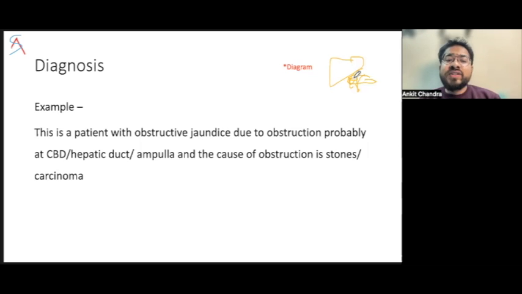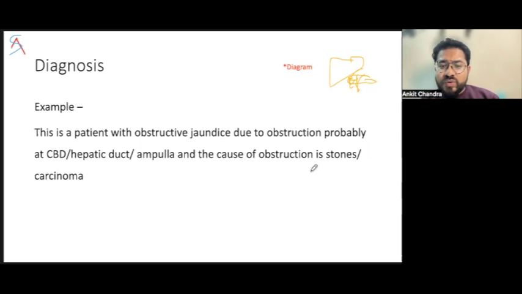For example, this is a patient with obstructive jaundice due to obstruction, probably at the CBD or else whatever is the site, hepatic duct or ampulla. And this obstruction is due to stone or carcinoma. Whatever is your finding, you can mention it like that.